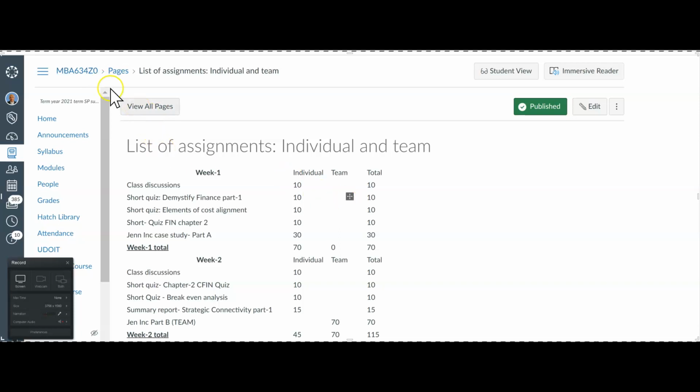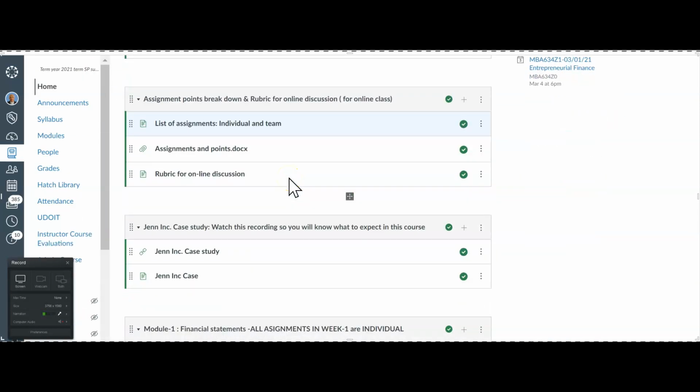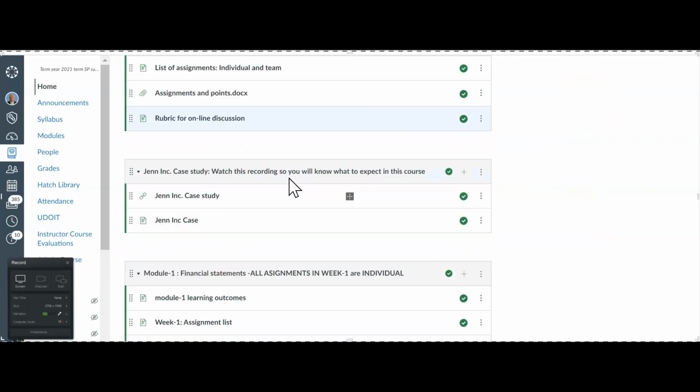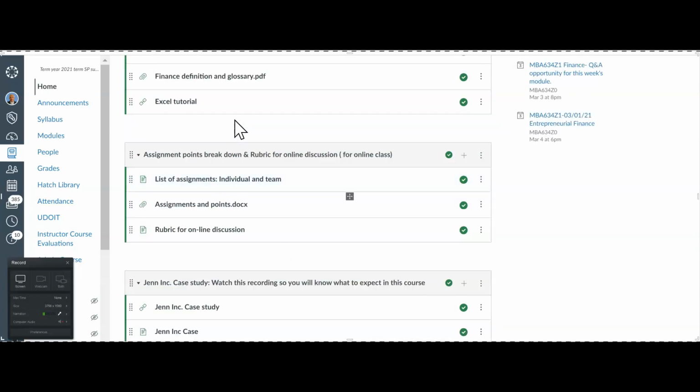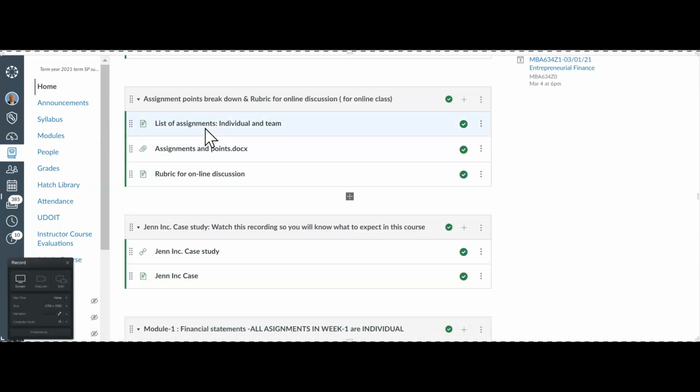So now, if I continue with again getting into the module, there's a rubric for online discussion, but a much deeper one in terms of explaining it is in the syllabus. So I would definitely look at that. I know all of you do a good job with the rubric.